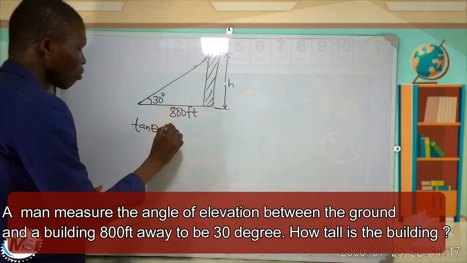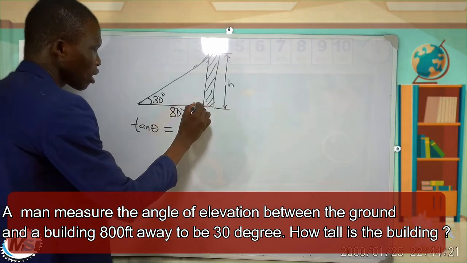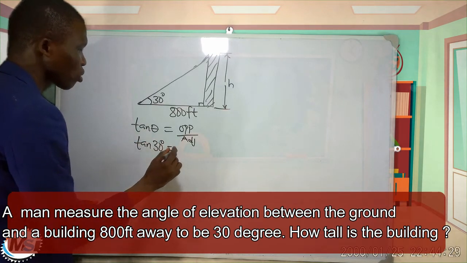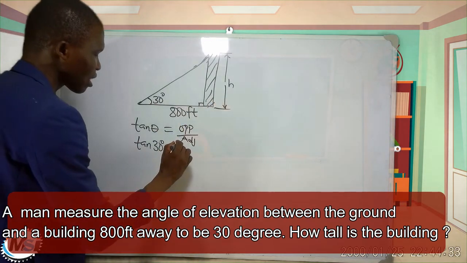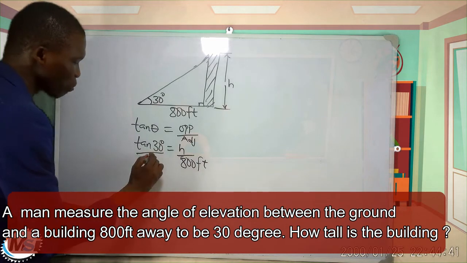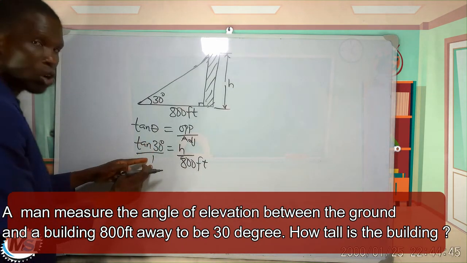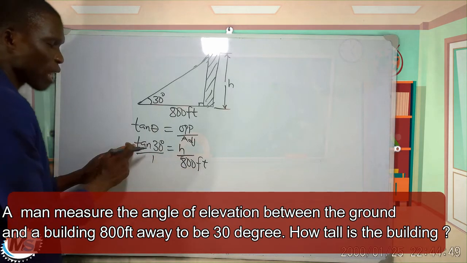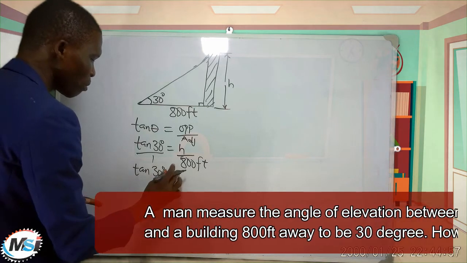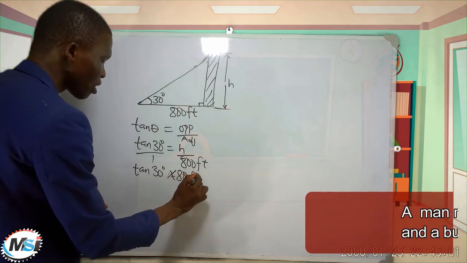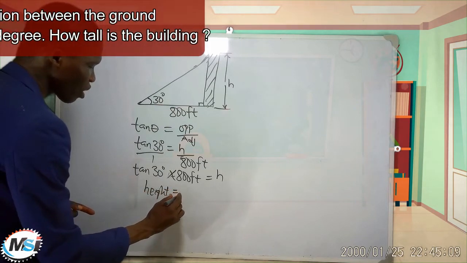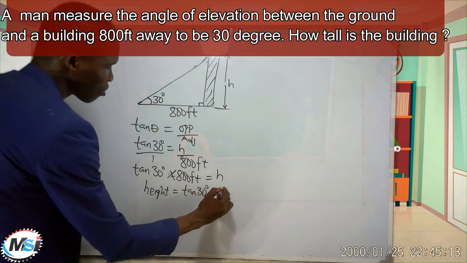So tan theta will give you opposite all over adjacent. So this will give us tan 30 degrees equals, what's our opposite here? This is opposite, which is height, divided by adjacent, which is 800 feet. So divide this by 1, then you cross multiply. When you cross multiply, tan 30 degrees multiplied by 800 feet equals h. So this height h will give you tan 30 degrees times 800.